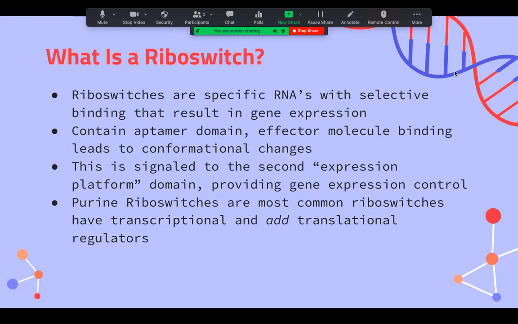And interestingly enough, the riboswitch that we'll be looking at is called an adenine riboswitch, so it's a purine riboswitch, and purine riboswitches are the most common riboswitches in nature. This is just found in previous studies. They happen to have both transcriptional and translational regulators, and so they are highly structured and highly regulated. And for this reason, this subject in general is a huge point in science that has had previous studies done upon it.